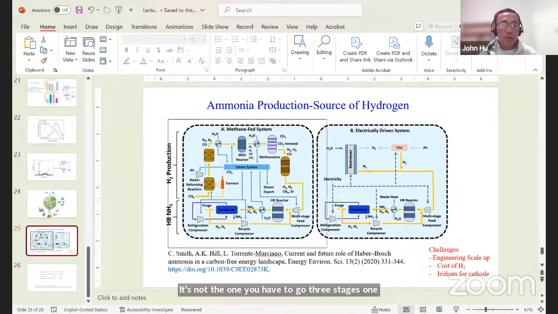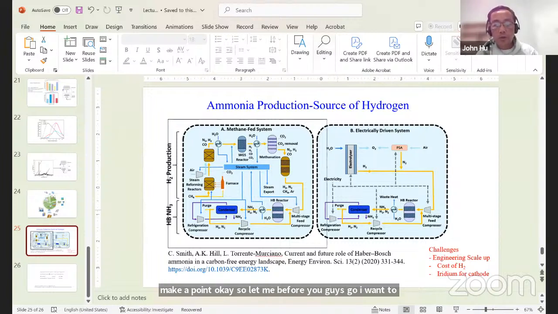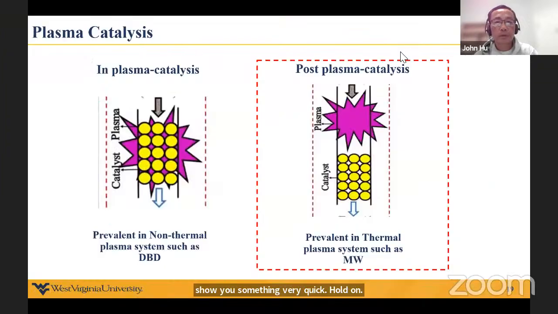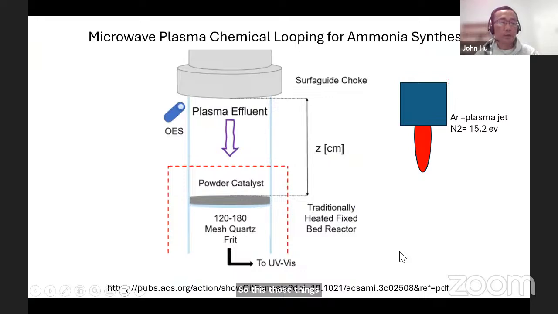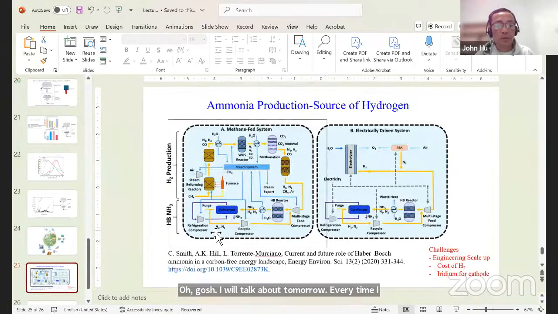I know we are running out of time, but I want to make a point. Before you guys go, I want to show you something very quick. Hold on. So this the things. Oh gosh, I will talk about it tomorrow. I think every time I change to annotation, I'm running out of my space.